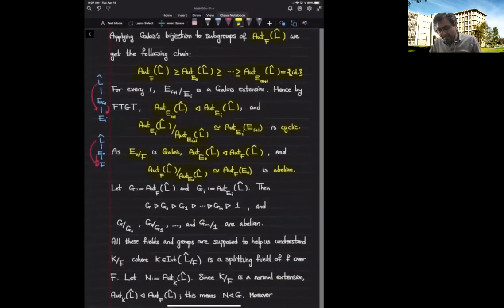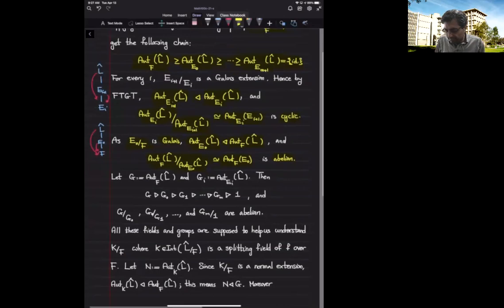So altogether, we say that if I call the F automorphisms of L hat G, and the E sub i automorphisms of L hat G sub i, this means that G has this chain of subgroups. Each one is normal in the larger one. So G sub i plus 1 is a normal subgroup of G sub i.